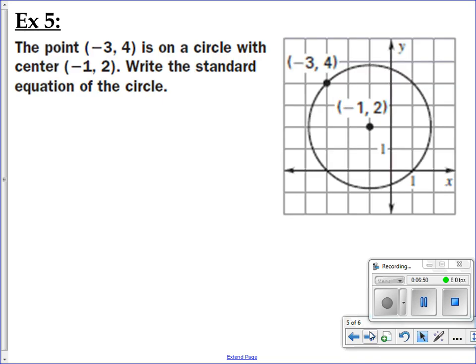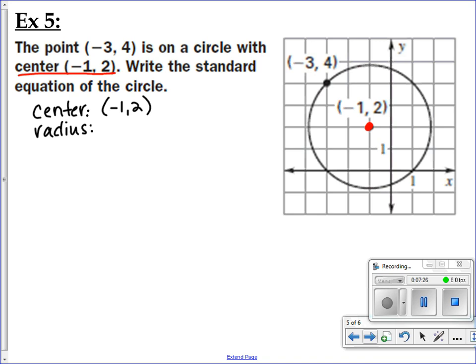All right, example 5. The point negative 3, 4 is on a circle with a center of negative 1, 2. We're going to write the standard equation of the circle. So again, you just need to know 2 things. You need to know the center of the circle. You also need to know the radius of the circle. So according to this info, we're given the center, negative 1, 2. And if you look here on the picture, it's drawn through. So that's done. Now we need to know the radius.